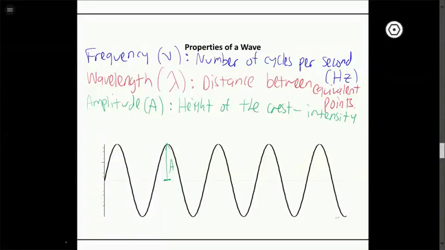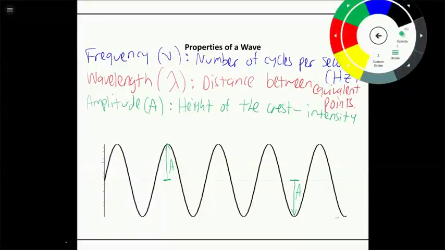Alternatively, you could think of it as the distance from the midpoint to the bottom. Those are the same because these oscillate symmetrically. So that's how we would abbreviate or label amplitude. And then the other two are frequency and wavelength.